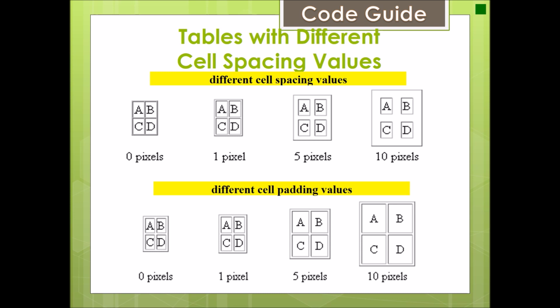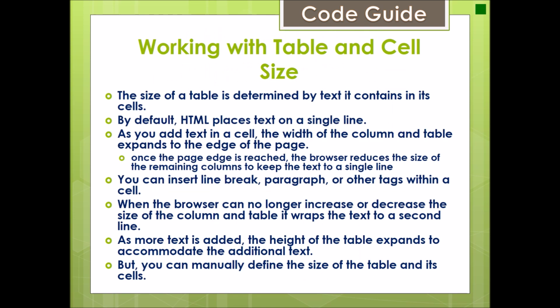This is an example of cell spacing and cell padding. This is 10 pixels. You can see the distance between the text and the cell wall. Here the distance between cells is clearly visible.